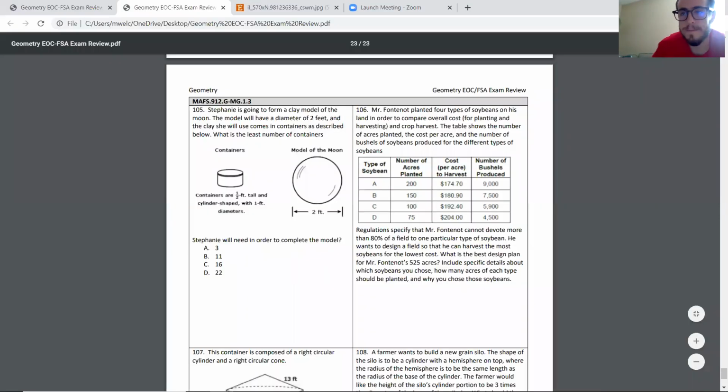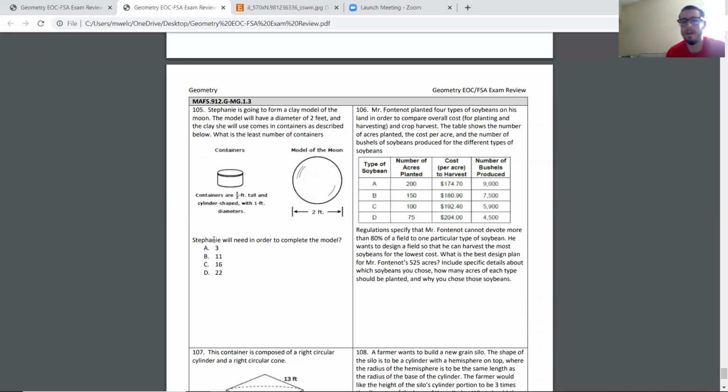We're going to take a look at number 106. 106 is a word problem that has a lot of parts to it, but I'm just going to talk through this one because there's actually more than one way to do this.